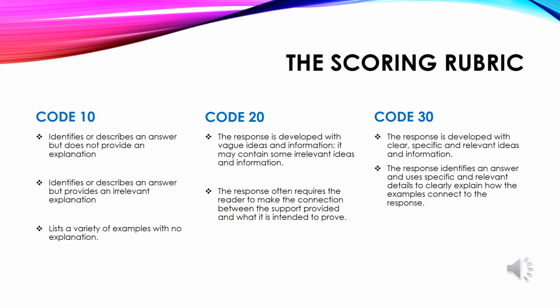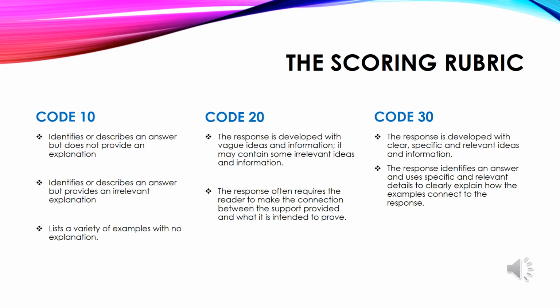Or the other way is that you list a variety of examples with no explanation. So you say something like, Delphi has meaning for me, Toronto has meaning for me, Paris has meaning for me, Hawaii has meaning for me. Again, that's not answering the question at all. But you've written something and you kind of have an idea about what it's asking, so you would be scored a code 10. A code 20 is in between.